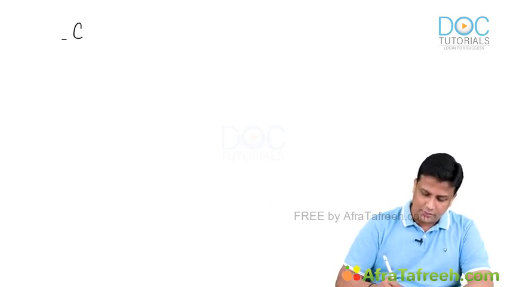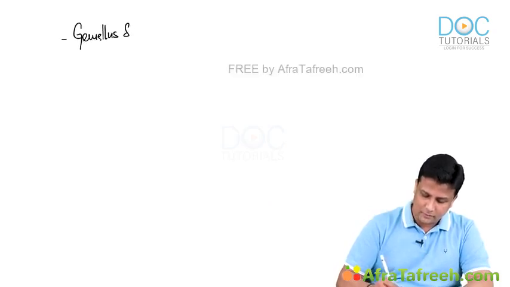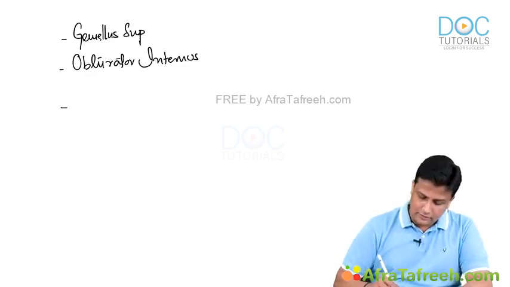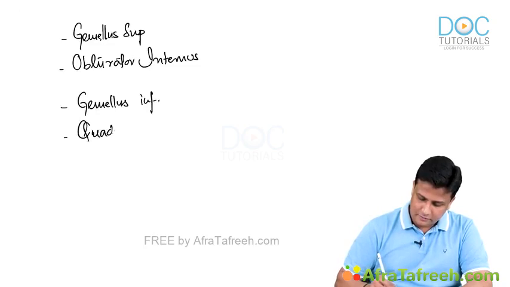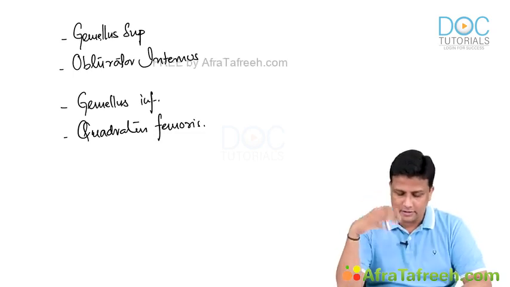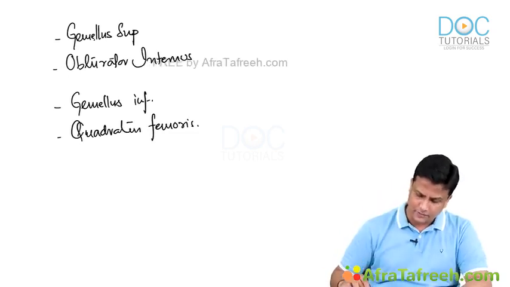Let us include them in the same table here. So number one, you have the gemellus superior muscle, and just below the gemellus superior muscle, you have the obturator internus muscle. And then below that, there will be the gemellus inferior muscle. And then below that, there will be quadratus femoris muscle, guys. So gemellus superior, obturator internus, gemellus inferior, and quadratus femoris.